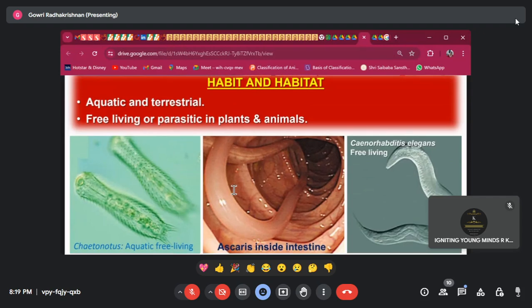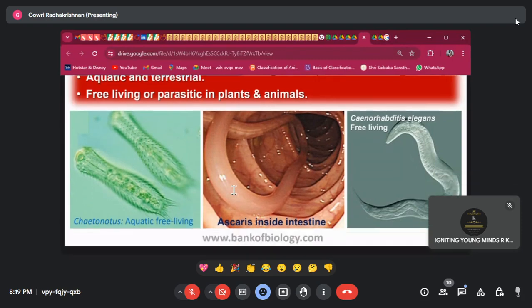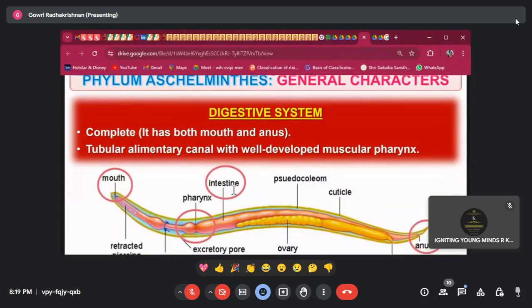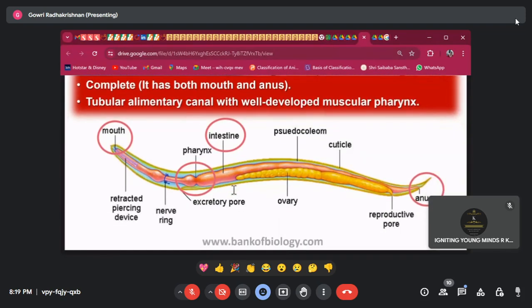Habit and habitat, aquatic and terrestrial. Some are terrestrial, some are aquatic. Free living or parasitic in plants and animals. They live in both plants and animals. Digestive system incomplete. It has both mouth and anus. Tubular alimentary canal with a well-developed muscular pharynx. You can see the mouth, then pharynx, intestine, and pseudocoelom present here, and then it goes through the anus.